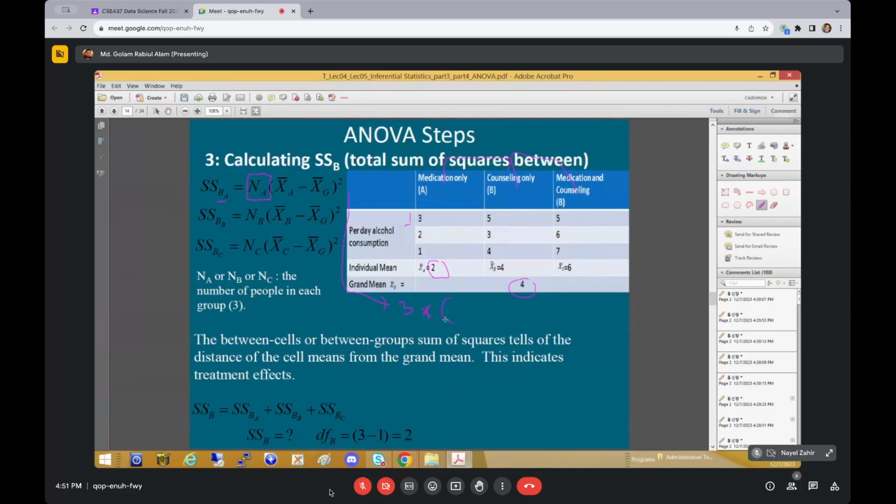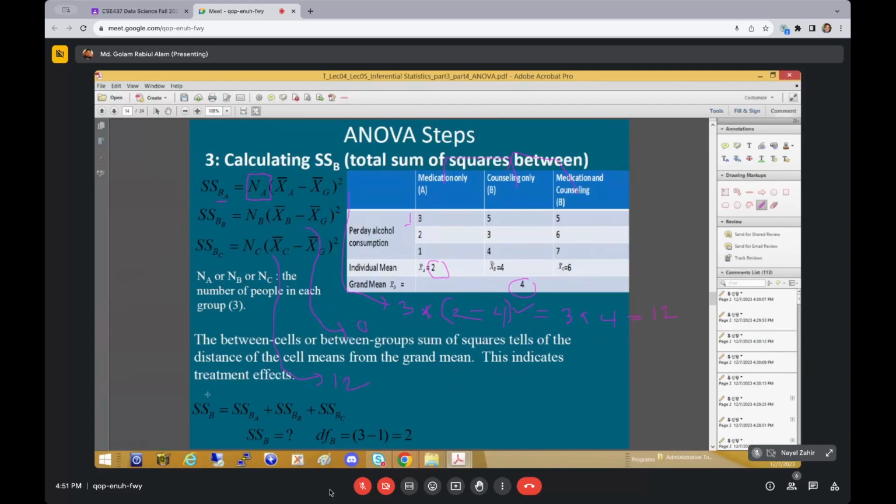And then XA is 2, minus XG, which is 4, and here is the square. So that means it is 3 times (2 minus 4 is minus 2, squared is 4). So that means it is 12. Just 12. Similarly, if we calculate SSBB, then you will get 0. And for SSBC, you will get 12 again.